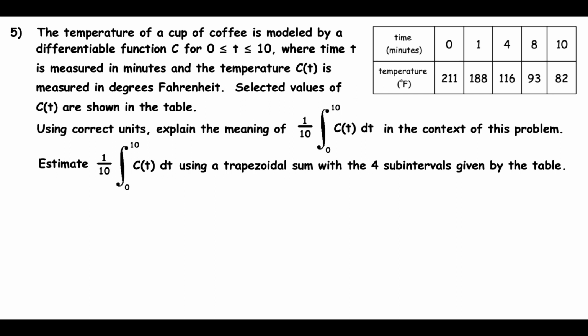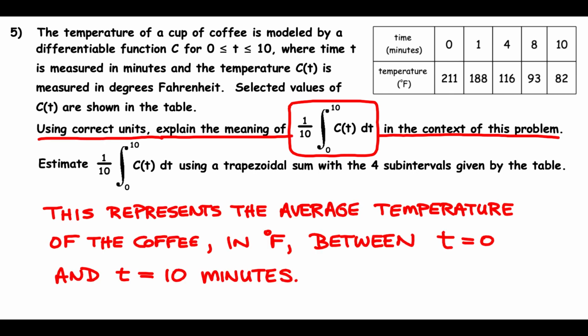Okay, first things first, explain the meaning of it. That's sort of easy. When I look at that, and especially when I see the 1/10 in front, that's screaming out average value to me. And sure enough, that is going to be the average value or average temperature of the coffee in degrees Fahrenheit between 0 and 10 minutes. So I just have to write that out. Okay, so that red portion is finished.